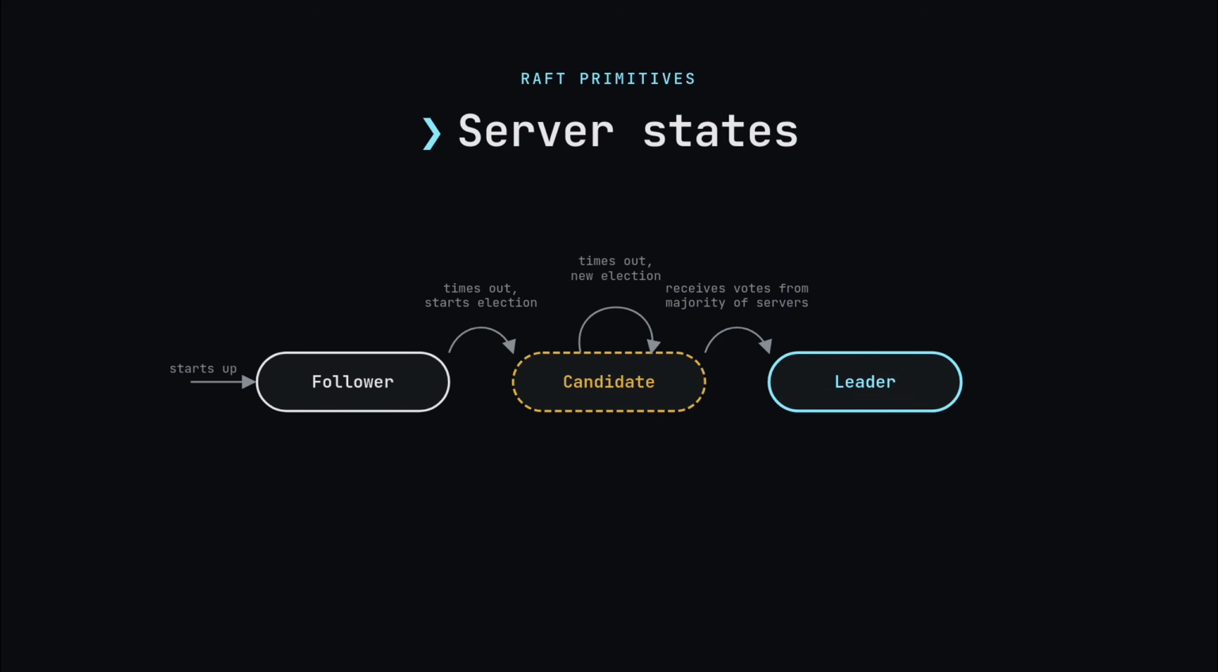If that election times out again by itself, it starts another one in a new term, and it tries again. If a candidate gets votes from a majority of the cluster, it becomes the leader. Finally, anyone can also fall back to a previous state. A candidate that discovers a current leader or a higher term becomes a follower again. A leader that sees a higher term steps down as well. Raft guarantees that there is at most one leader in a given term.